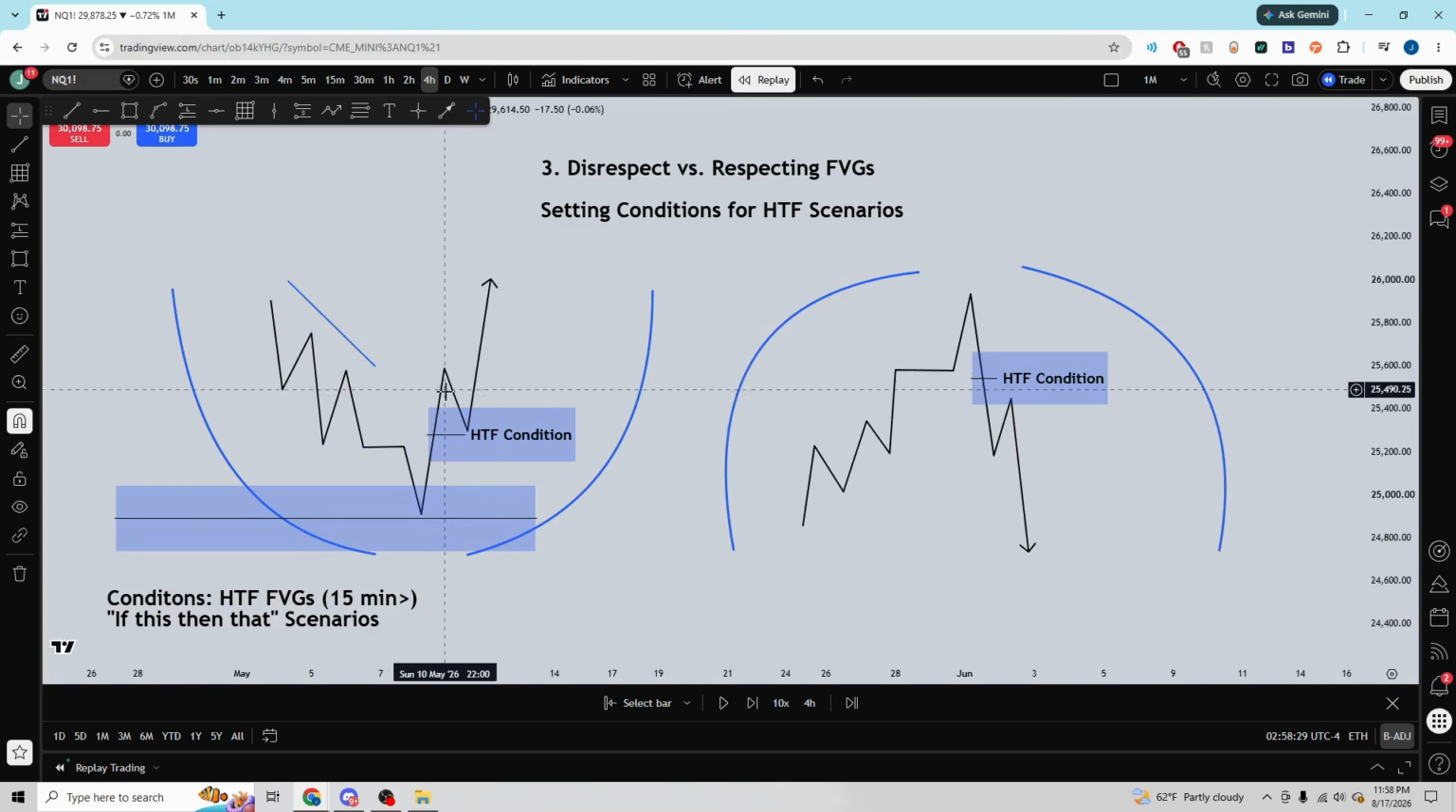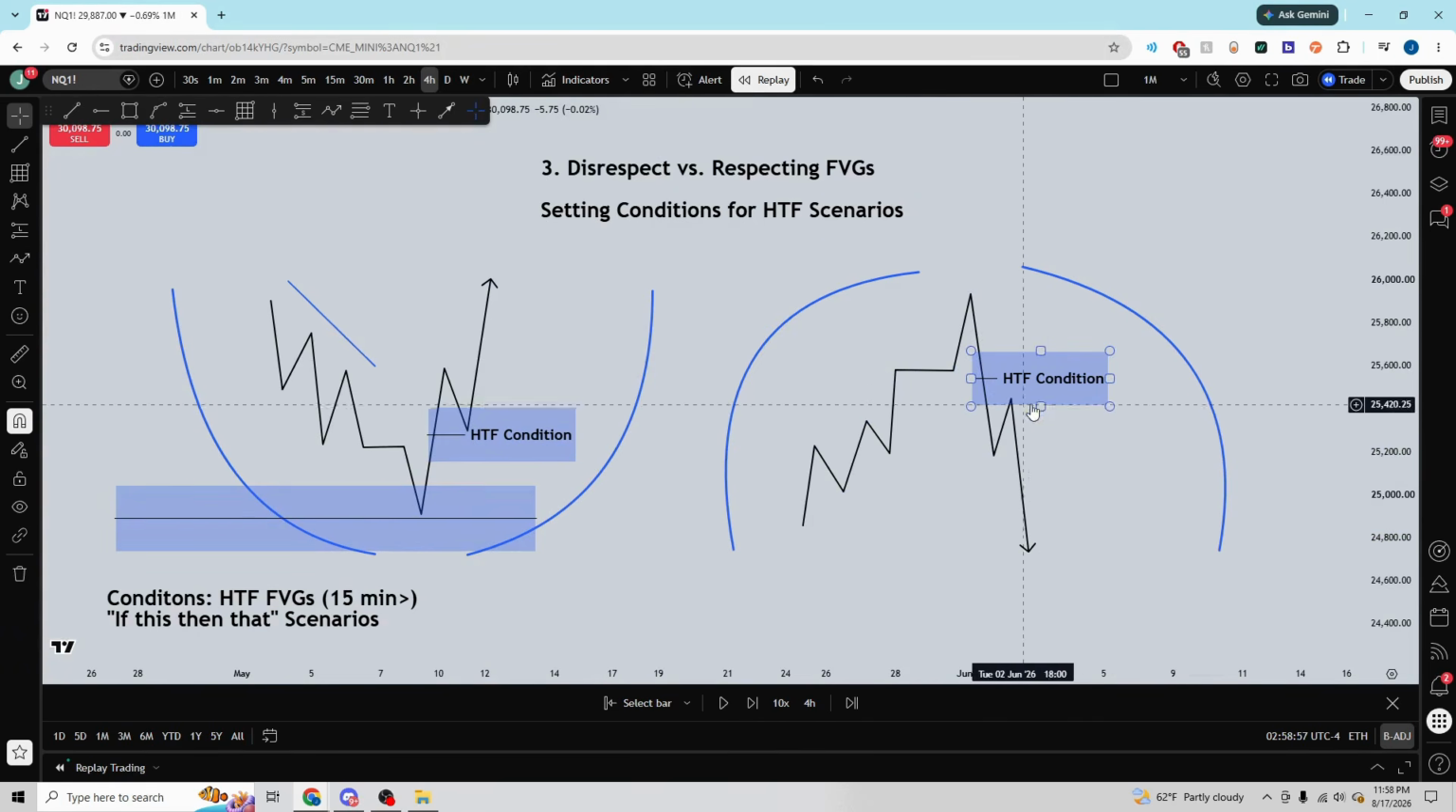When price retraces into this fair value gap, you want to set an if this then that scenario. So if we were to respect this 15-minute gap or above, we can expand higher and expect these draws above. Or if we disrespect and fail to displace higher outside of this fair value gap, we can then expect continuation lower.